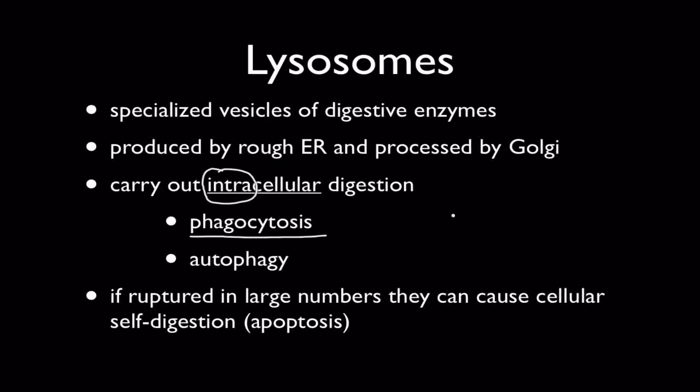Lysosomes can also be a part of what we call autophagy, which is when a cell digests itself. Keep in mind that if a large number of lysosomes rupture and release their digestive enzymes into the cytosol, the cell can actually digest itself. Sometimes this is part of a system where a cell is programmed to self-destruct. The fancy word for this is apoptosis, which is programmed cell death. We'll talk more about that later, and it comes up in a lot of situations in cell biology.